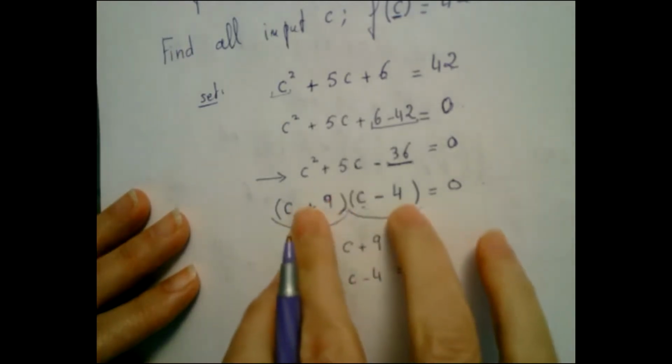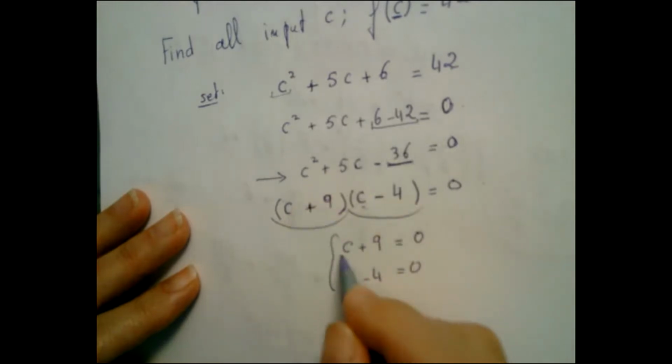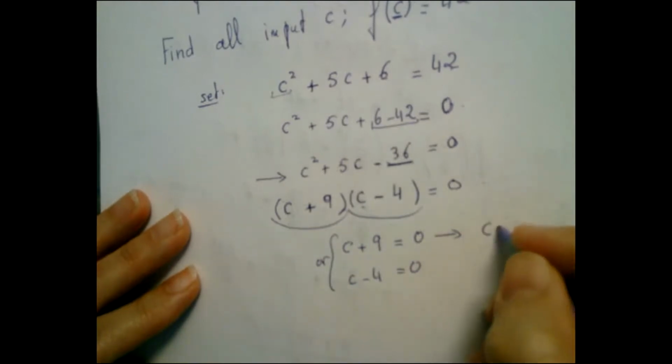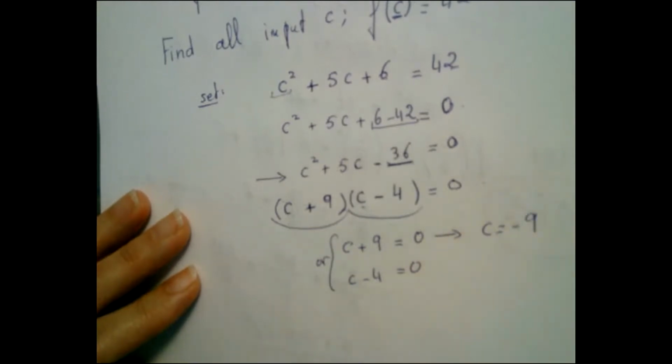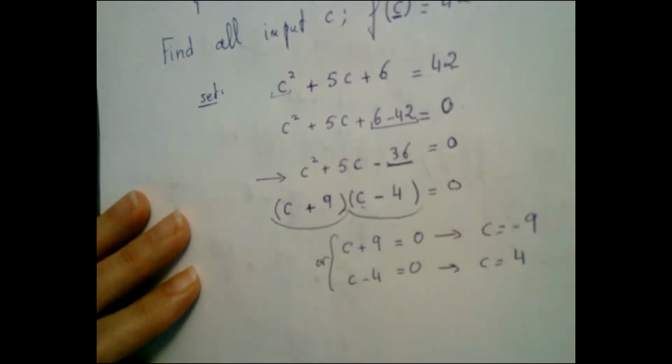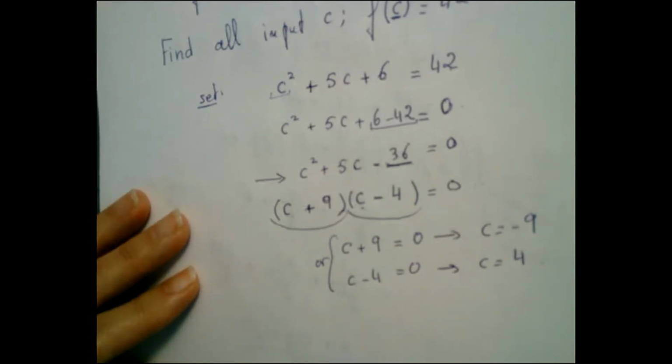So this equation holds if c plus 9 is 0 or c minus 4 equals 0. The first one will give me c to be negative 9. The second will give me c equal to 4. So now we go back and connect it. We knew c equal to 4 will give me 42 because that was the first question in the book.